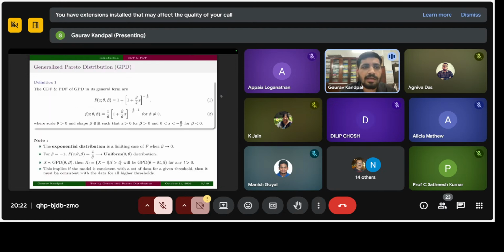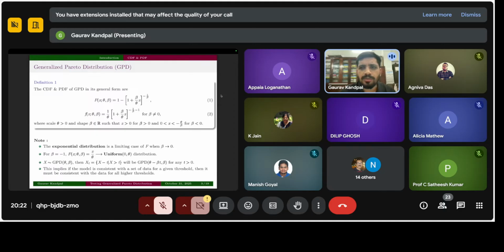So this is the first slide. As you can see, in equation number 1 and equation number 2, we have given the cumulative distribution function and probability density function of the generalized Pareto distribution. If you carefully see, we have two parameters here, theta and beta. Theta is the scale parameter, which will always be positive, and beta is the shape parameter, which can be positive or negative. I'm particularly focusing on shape parameter beta because, as written below equation number 2, for beta positive, the support is the positive x-axis, and for beta negative, we have a bounded support for the generalized Pareto distribution. So based on the shape parameter, the support is varying.